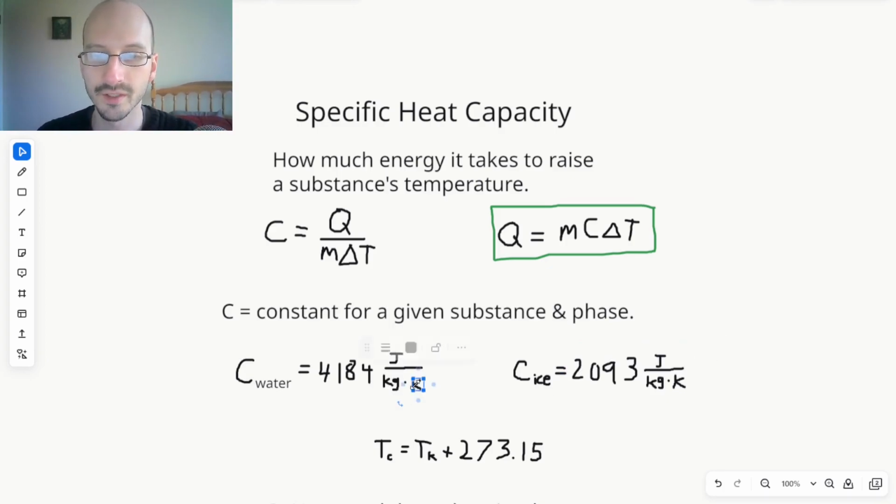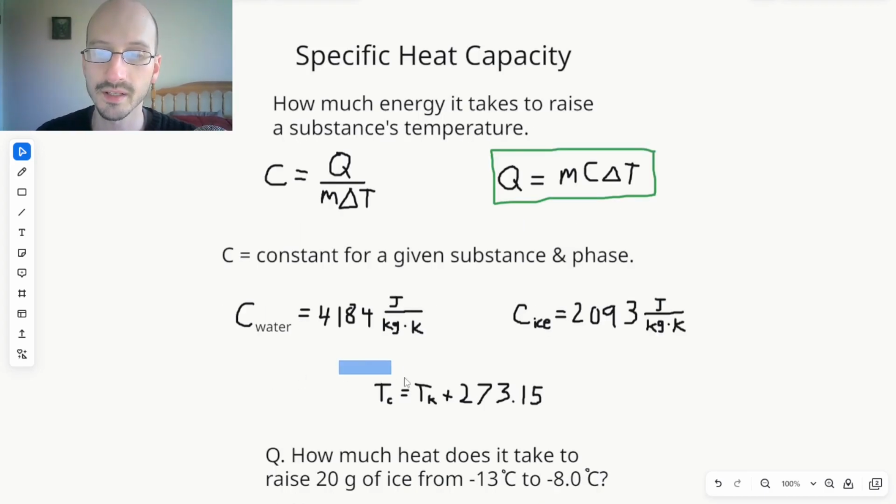And you could use Kelvin or degrees Celsius here, and the number won't change because the size of each unit is the same. If you want to convert between Celsius and Kelvin, just add 273.15 to the Celsius temperature. To convert from Kelvin to Celsius, subtract 273.15 from the Kelvin temperature. The Kelvin scale is the Celsius scale, but with 0 at absolute 0. Absolute 0 being the temperature at which all molecular motion stops, the coldest possible temperature in the universe.